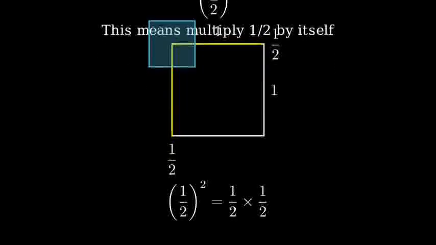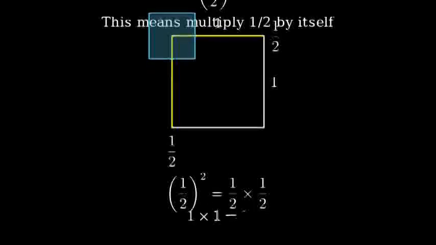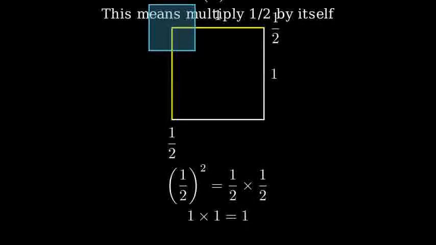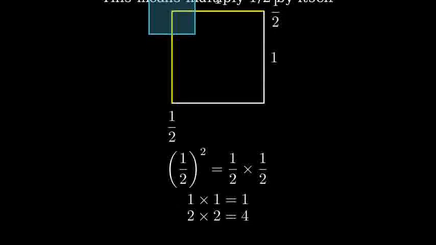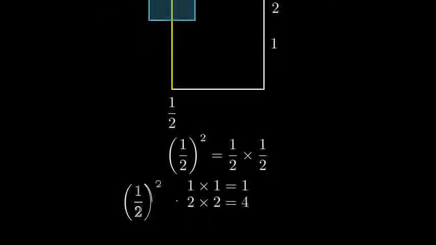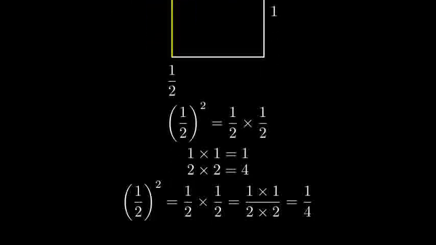When we multiply fractions, we multiply the numerators together and multiply the denominators together. So 1 times 1 in the numerator gives us 1, and 2 times 2 in the denominator gives us 4. Therefore, 1/2 squared equals 1/4.